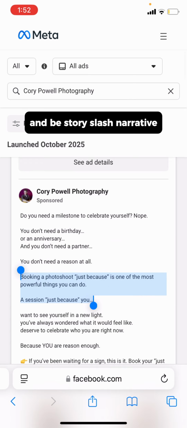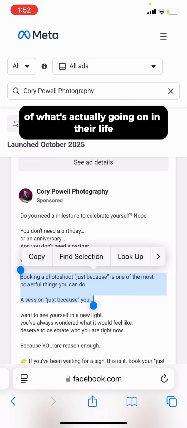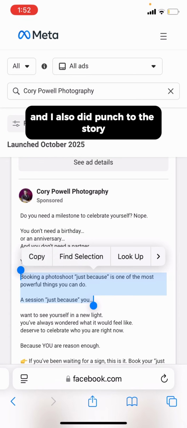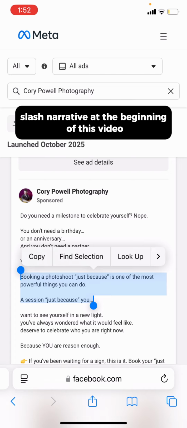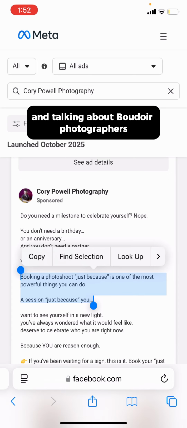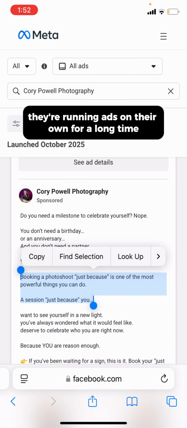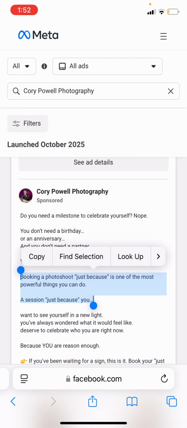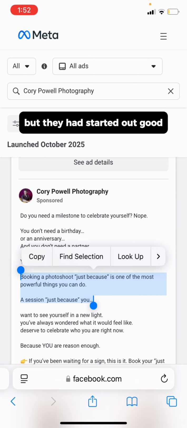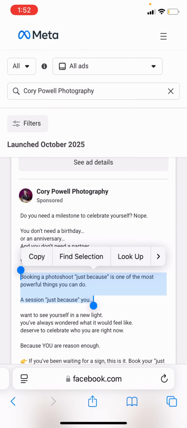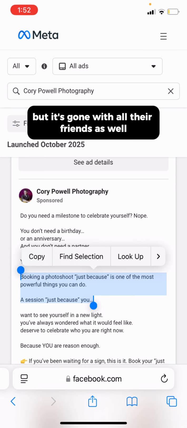It'd be story/narrative of what's actually going on in their life. And I also did punch two, this story/narrative, at the beginning of this video. And talking about boudoir photographers, they're running ads on their own for a long time. Ads are doing worse and worse over time, but they had started out good, so they're feeling desperate. They're refreshing their creative. Don't really know what's happening, but it's gone with all their friends as well. Or paying an ad agency every month.